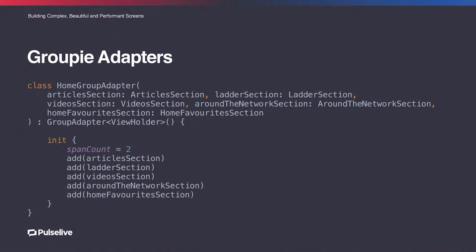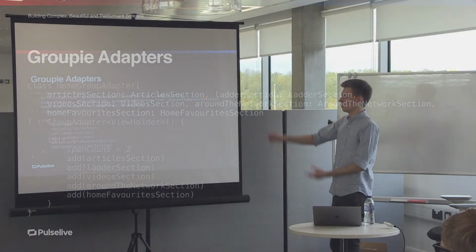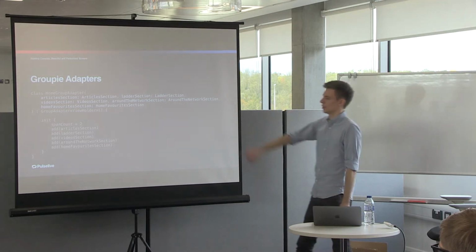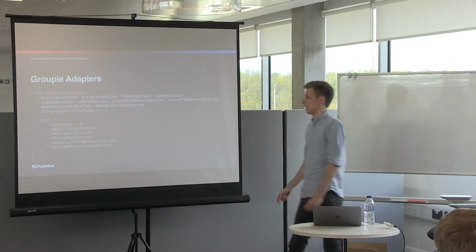We also need to build an adapter for it, like your normal recycler adapter. We extend from group adapter. This extends from the normal recycler view adapter. Nothing special there. There's a bit more here, so you add all your sections in your home screen. We create custom classes for this, but you don't have to do that. You can just create an adapter and then add them manually.